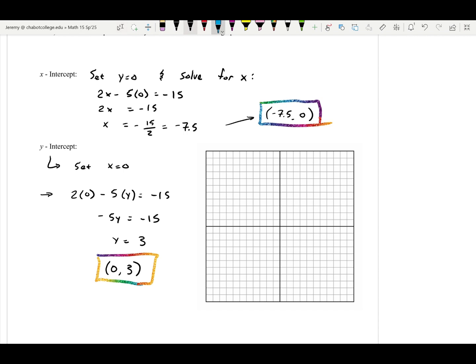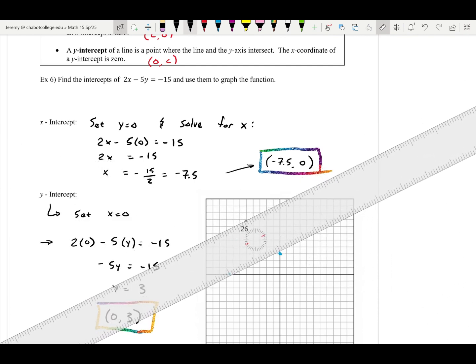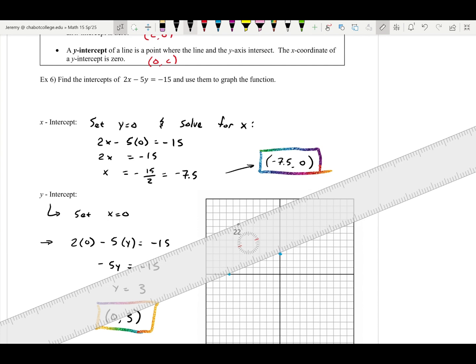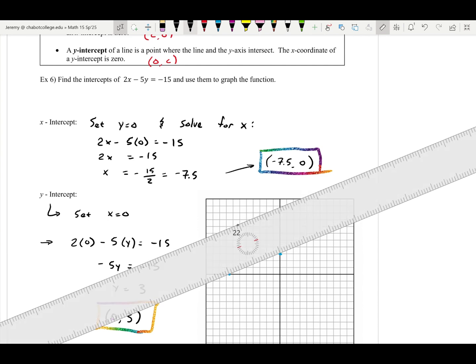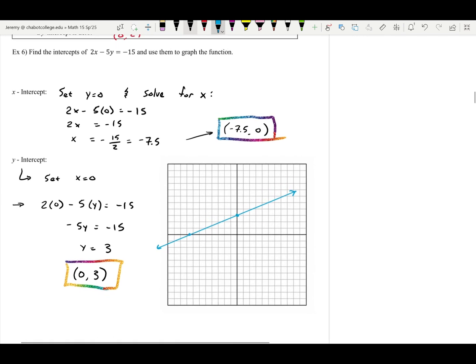And I can plot these 2 points off to the right. My y-intercept, which we just found, was at 0, 3, so I'll put that point right there. Our x-intercept was at negative 7.5 on the x-axis, so counting back, 2, 4, 6, 7.5. There it is. And 2 points determine a unique line, so I'll draw in a line through those 2 points. And there is the graph of our linear function.